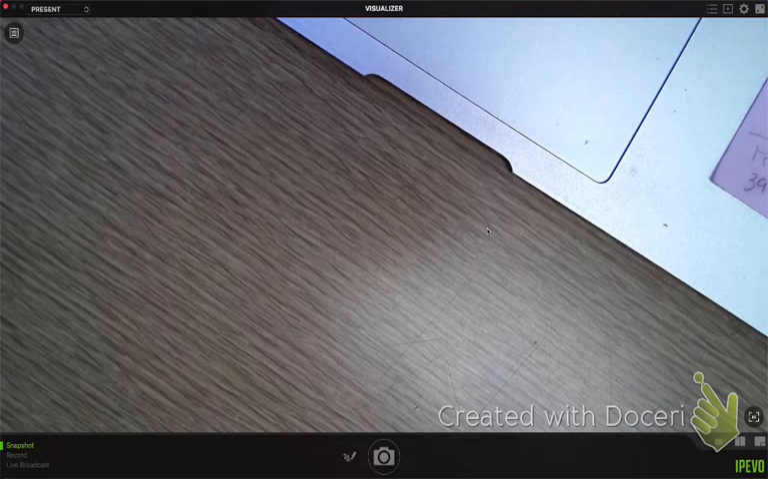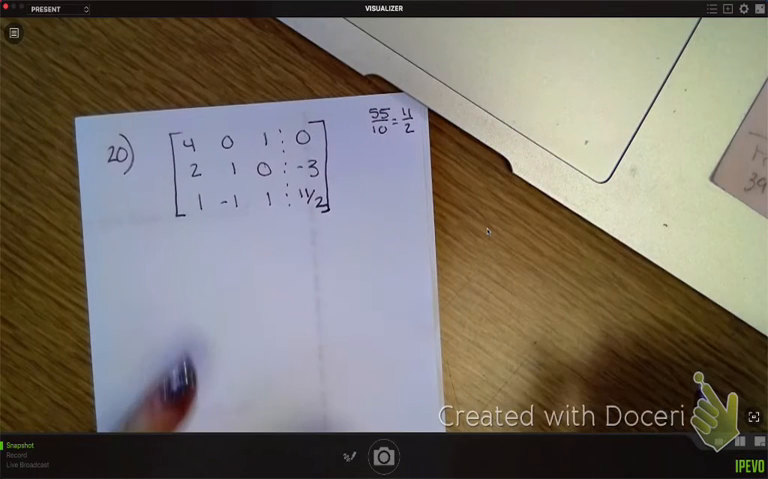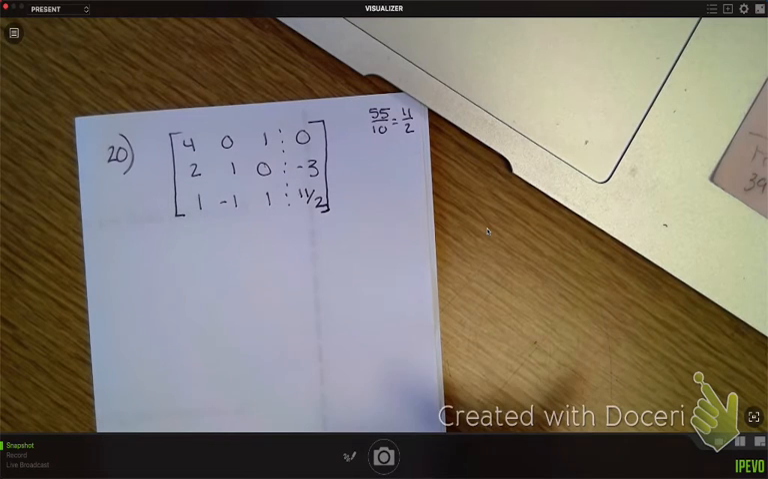Guys, you got your augmented matrix? Okay. So I've got 4, 0, 1, 0, 2, 1, 0, -3, 1, -1, 1, 11 half. That's wrong. It should be -4. Nope, it should not be. Why? Is it okay that I wrote 5.5 instead? Yeah, we'll talk about that in a second. Because you have to line them up, and you have to move your x to the other side of the equal, correct? Yep.